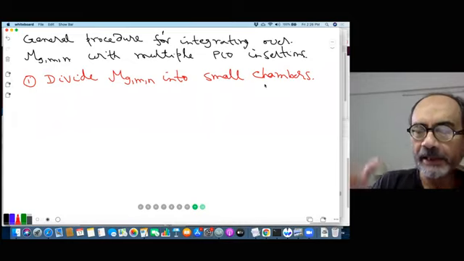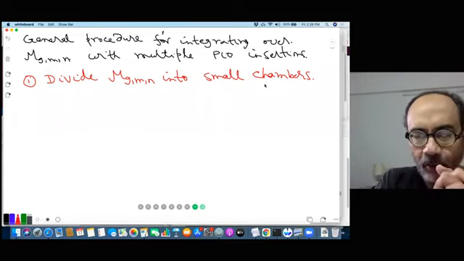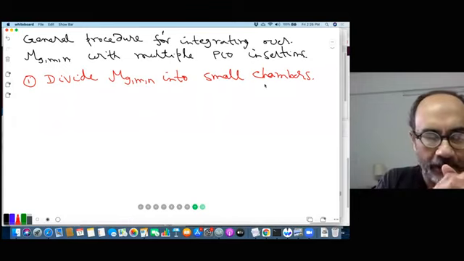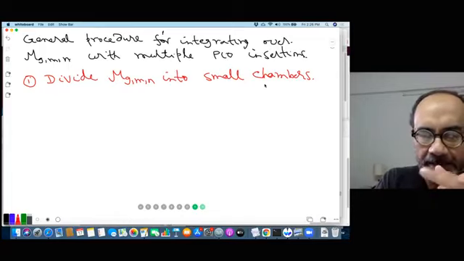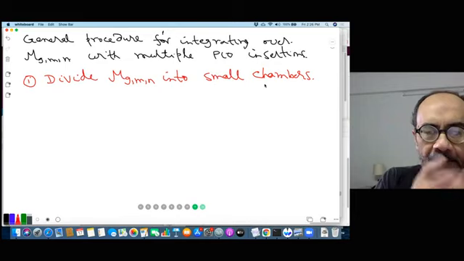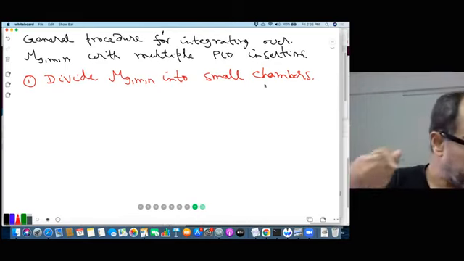Now here you can choose a triangulation, but it turns out the triangulation is not the most efficient way to do this. The most efficient way is what is called dual triangulation. But I'm not going into the details, because it's not necessary. That makes things convenient, but it's not necessary. Let's just say that we divide MGMN into small chambers, so that the collection of those chambers makes up the whole MGMN.